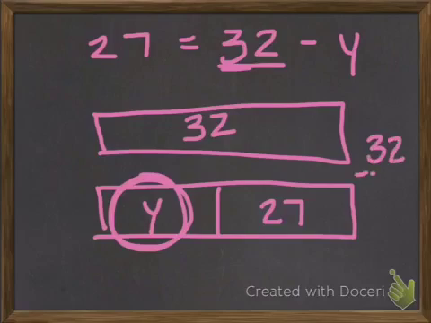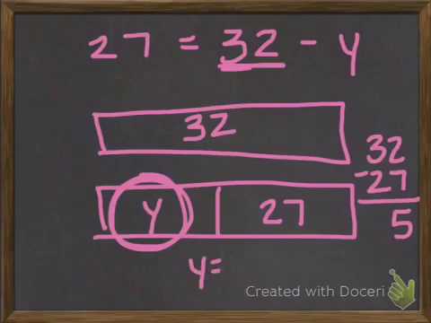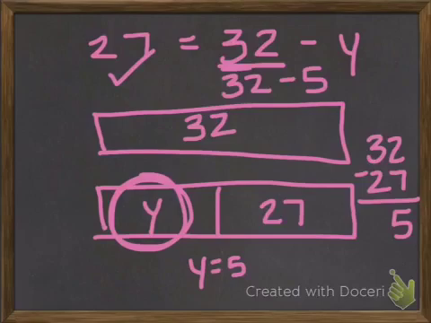32 minus 27, which I know from my mental math without doing my borrowing that that is 5. So y equals 5. Now we can simply check it by doing 32 minus 5. And I know that 32 minus 5 does equal 27. So y equals 5.